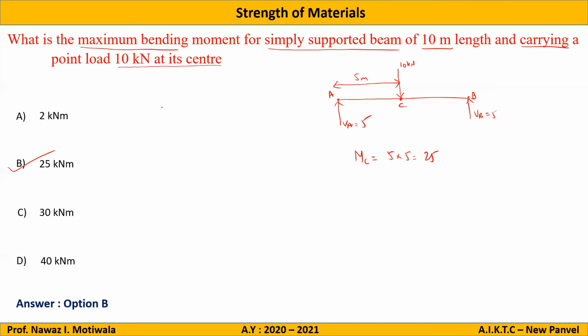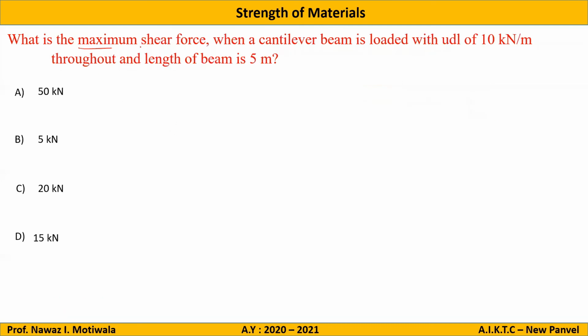Next question. What is the maximum shear force when a cantilever beam is loaded with a UDL of 10 kilonewton per meter throughout, and the length of the beam is 5 meters? So there is a cantilever beam here, loaded with a UDL for a length of 5 meter, and the intensity is 10 kilonewton per meter.